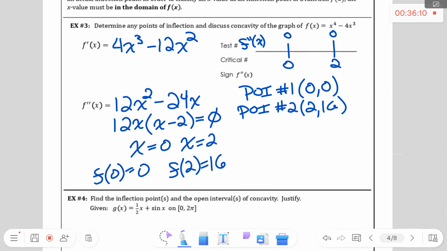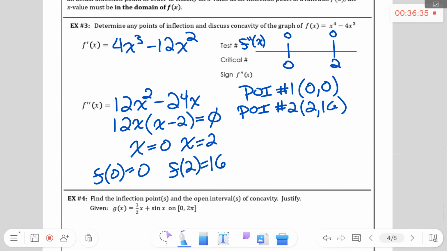Wait. How do you know which one to plug it into? In the first example, we plugged it into the second. That was to test it. I haven't done any of the tests yet. Is everybody good up to here?